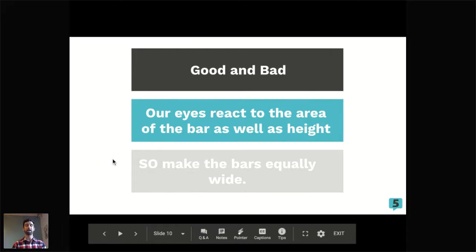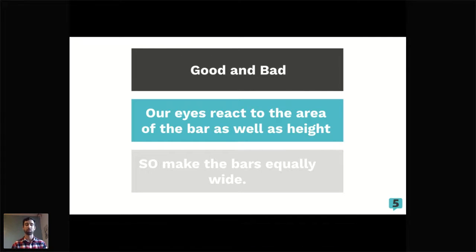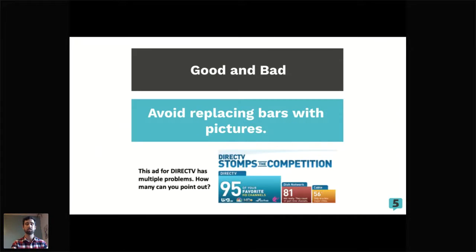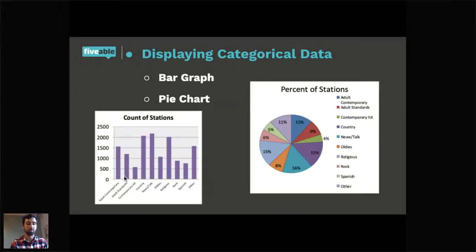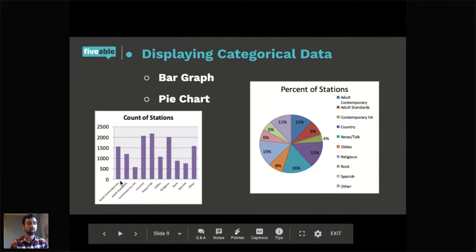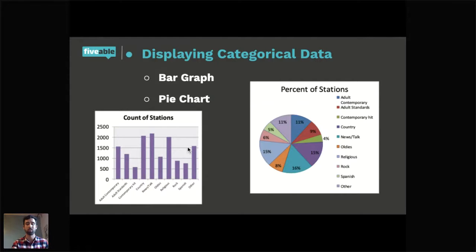There are good and bad ways to display categorical data. Our eyes react to the area of the bar as well as the height. So we really want to make sure that our bars are equally wide. And this is a good example of that. So let me go back one more. We want to make sure that our bars in our bar graph are the same width, right? So I don't want one to be bigger than the other, because if you do that, here's what ends up happening.